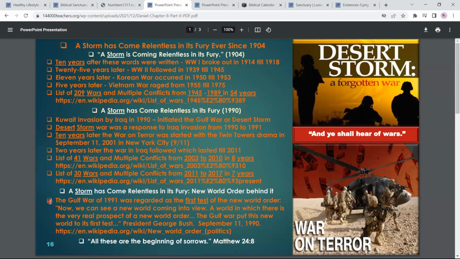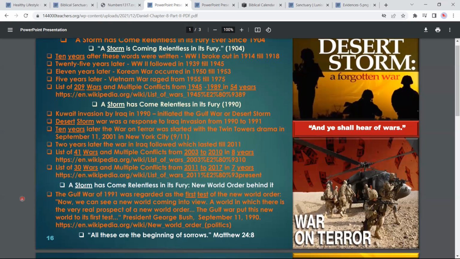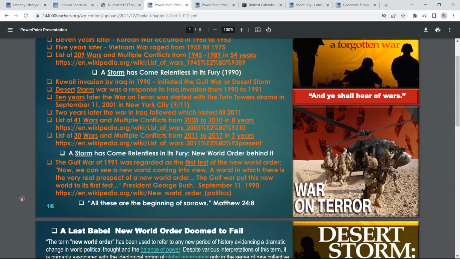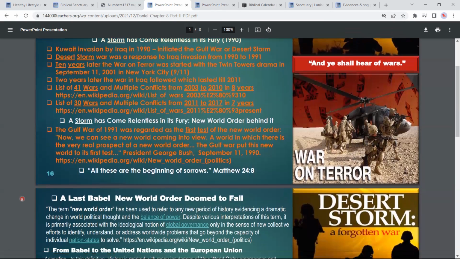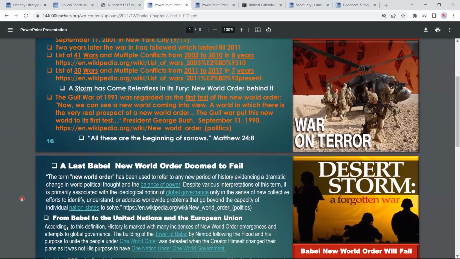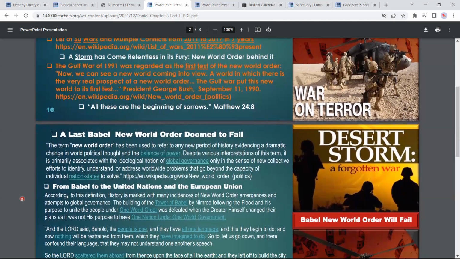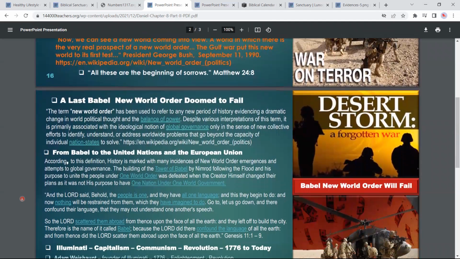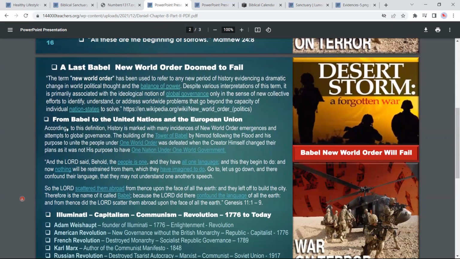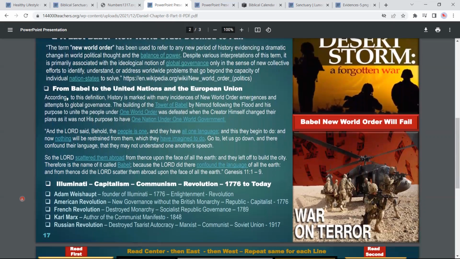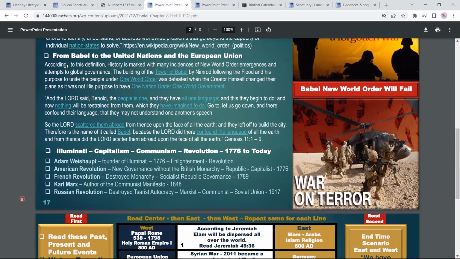the Desert Storm war that they had, that the Gulf War was putting this new world to its first test. And it was declaring then the United States as being the one that is capable of unifying people in a new world order. The last Babel, new world order doomed to fail. And we know that because the first one failed as well. Babel means confusion. From Babel to the United Nations to the European Union. Illuminati, capitalism, communism, revolution, 1776 to today.